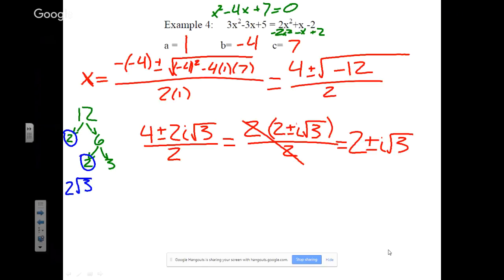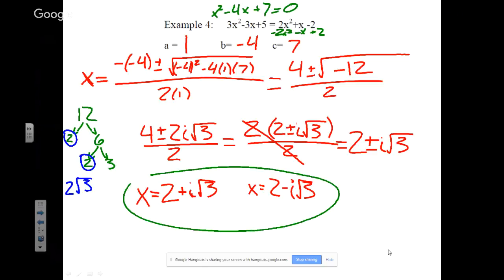And then it's just looking at that plus or minus and seeing that we have our two answers. That's x equals 2 plus i times the square root of 3, and x equals 2 minus i times the square root of 3. And those are going to be our answers in the simplest way that we can put them. And that's what we're going to get for that last example. And that's the notes for the quadratic formula.